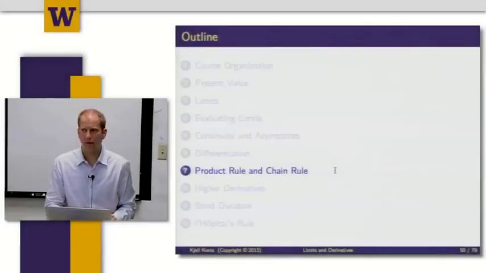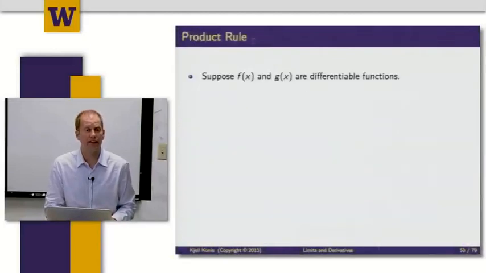So now on to some more complicated rules for taking derivatives. The first one is going to be the product rule. Suppose f of x and g of x are differentiable functions. This is going to be kind of like my linearity rule from the last section.